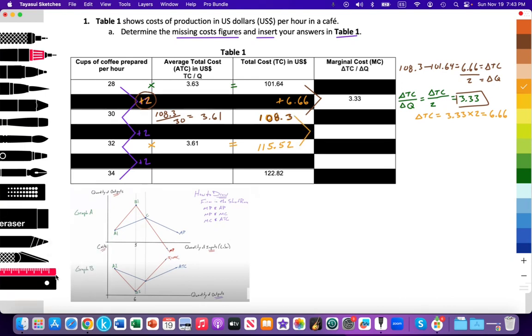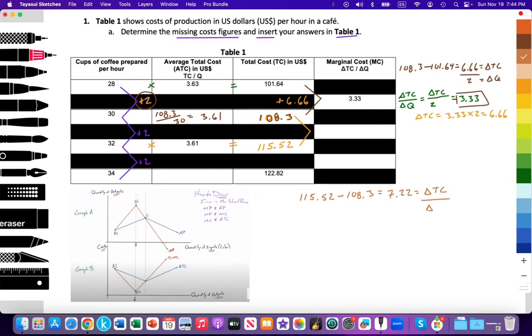Okay, so I'm going to take 115.52 minus 108. I don't have too much space here, so I'll go ahead and do it down here. So 115.52 minus 108.3 equals 7.22, which is equal to the change in the total cost.